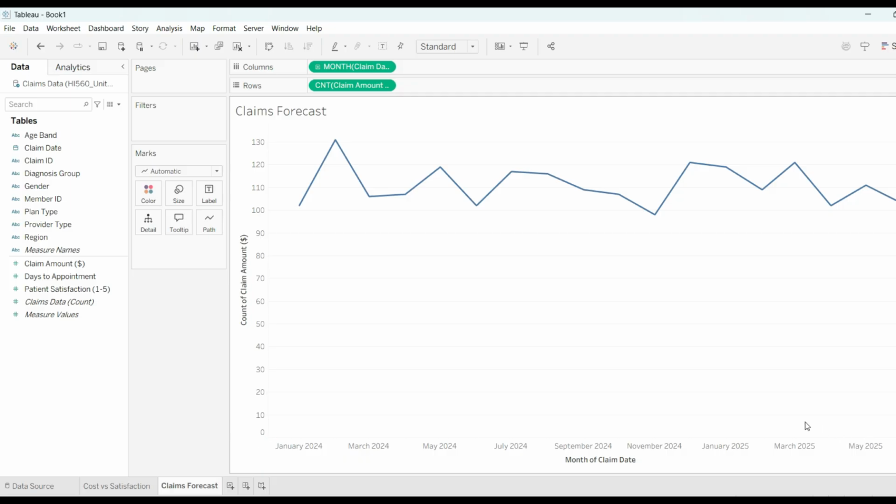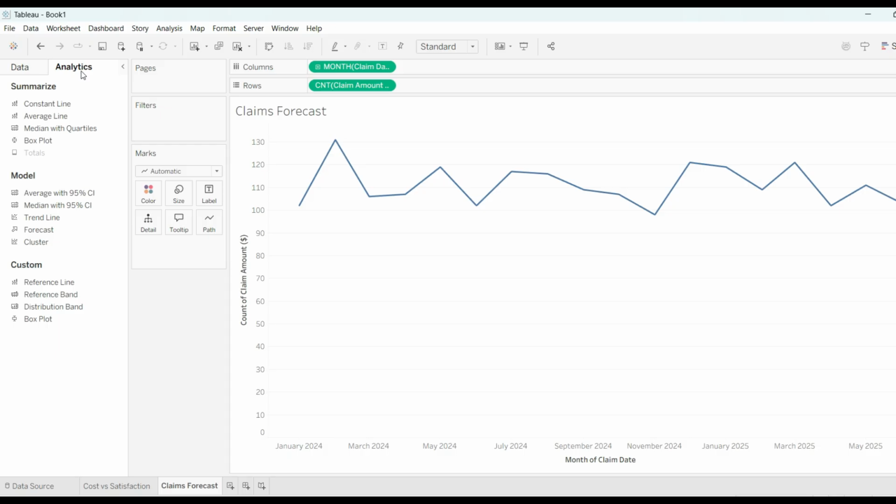Anyhow, so look at the pattern. Monthly volume fluctuates between roughly 98 and 131 claims. There's not a dramatic shift upward or downward. That's already important to know in and of itself. So here's my 98 that I said, and there's my 131. So again, that's our lowest point. That's our highest point. Okay. All right. So we're going to do the forecast.